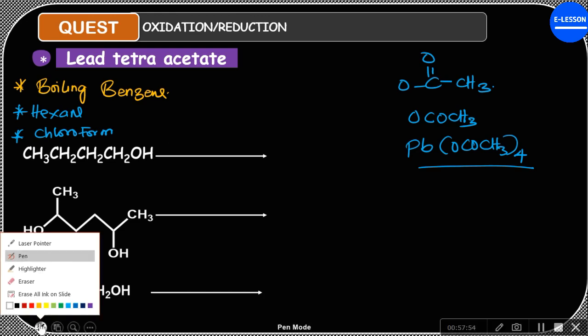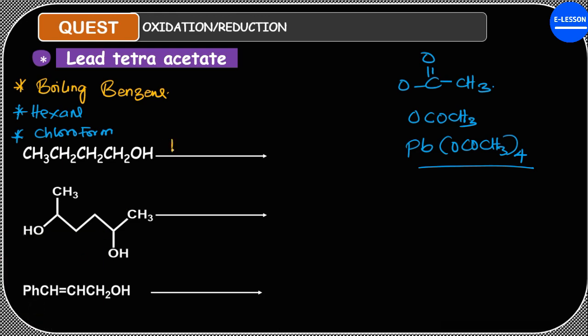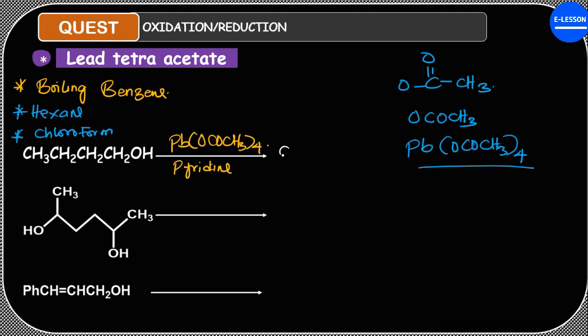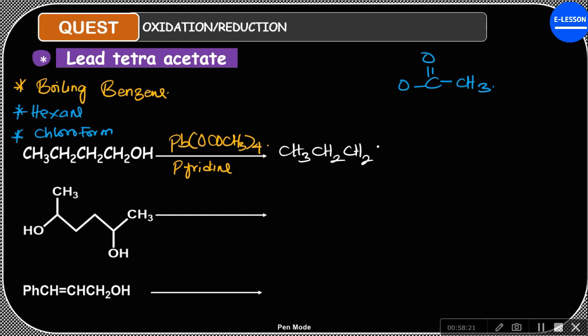Lead tetraacetate can be in pyridine, or in any one of these, but let's leave it in pyridine according to what is in the material. So when this is oxidized, it's going to give CH3, CH2, CH2, here will be CH, and these are many, 1, 2, 3, 4.